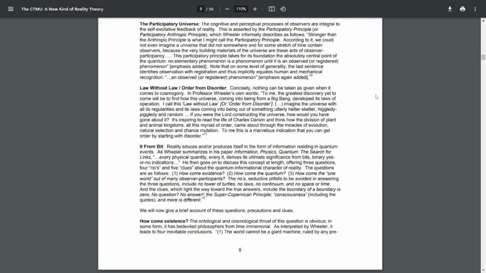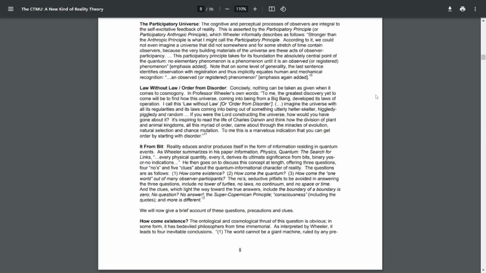Yeah. Okay. It from bit. Reality adduces and or produces itself in the form of information residing in quantum events. As Wheeler summarizes in his paper Information, Physics, Quantum, The Search for Links, every physical quantity, every it, derives its ultimate significance from bits, binary yes or no indications. He then goes on to discuss this concept at length, offering 3 questions, 4 no's, and 5 clues about the quantum informational character of reality.